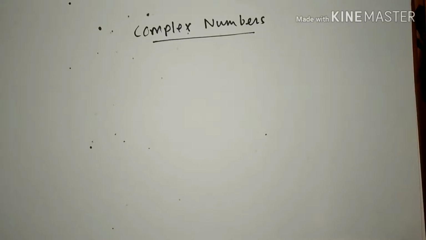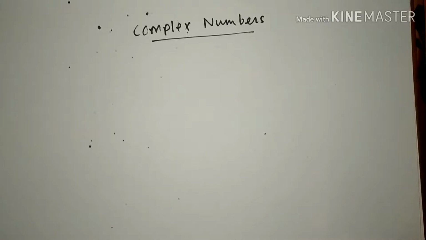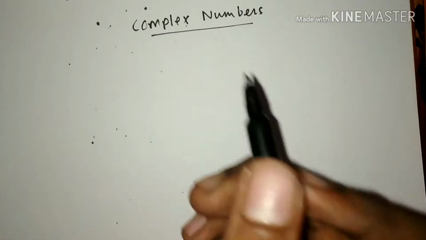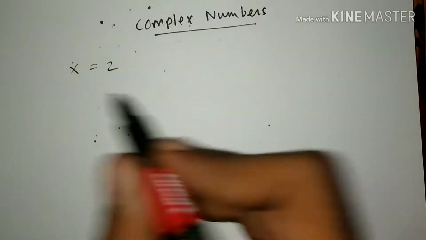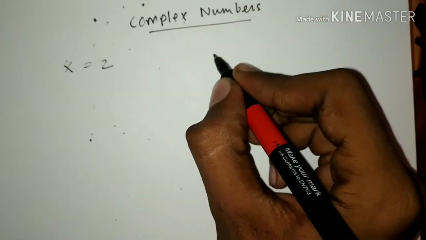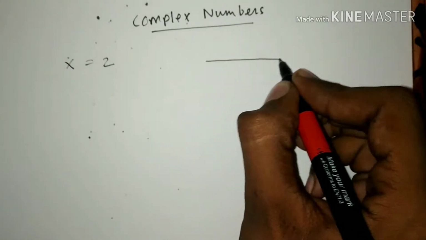In the previous video we learnt about the modulus of a complex number. Now in this video we are going to learn about the Argand diagram. If you want to plot a number, say x equals 2, we need a real axis.